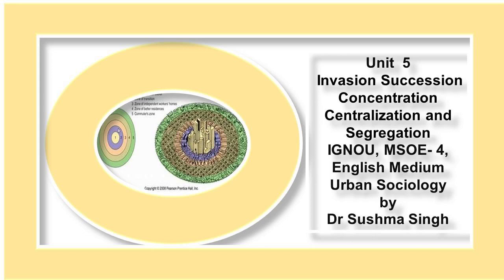Let us start discussion on Unit 5, Invasion, Succession, Concentration, Centralization and Segregation. And our topic is Invasion and Succession. Both these processes are adopted from ecology to describe the neighborhood change and growth of the city, whereby one social group succeeds in establishing itself by pushing out another in the valued urban space.